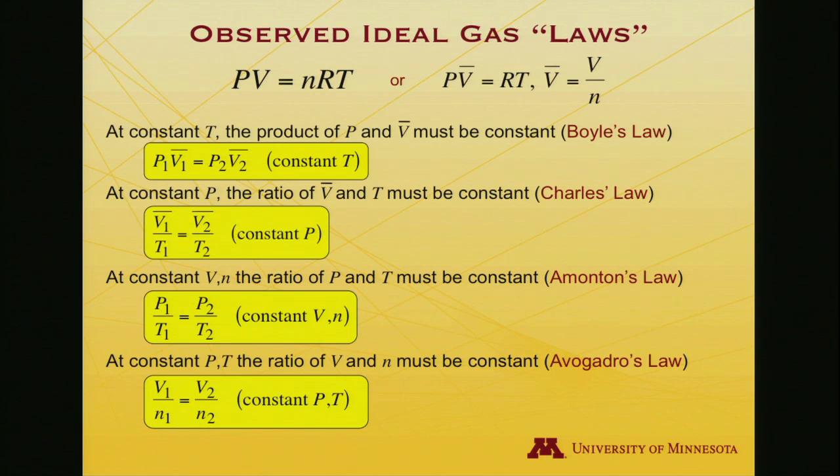And last of all, if I have a constant pressure and temperature, and I do consider variable number of moles, then it must be the case that the ratio of the volume and the number of moles must be a constant. That's Avogadro's law. And so, given a constant pressure and temperature, if you double the number of moles, you must double the volume. And as an equation, that's V1 over N1 is equal to V2 over N2. Note this is not molar volume anymore. We've actually got number of moles in the expression.